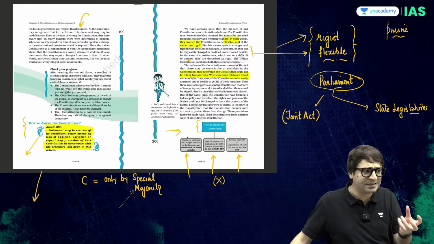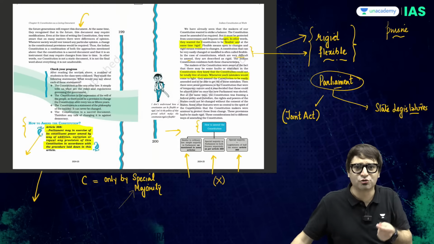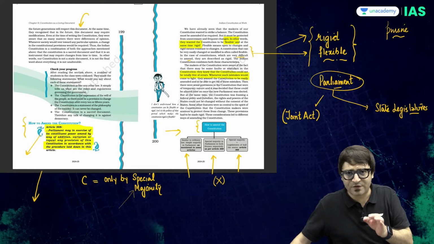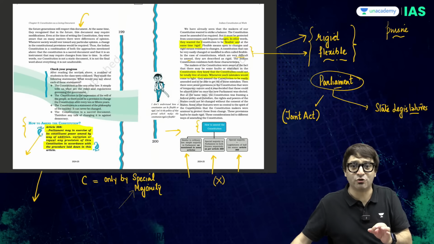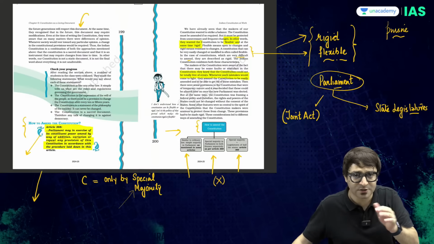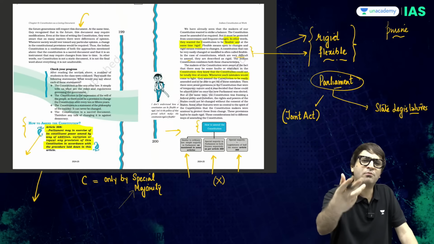I gave you 2 examples. Increase in the number of the judges to the Supreme Court and providing for the continuance of English as the official language of the Union beyond what was prescribed by the Constitution as the expiry date of 15 years. I'll give you one more example.